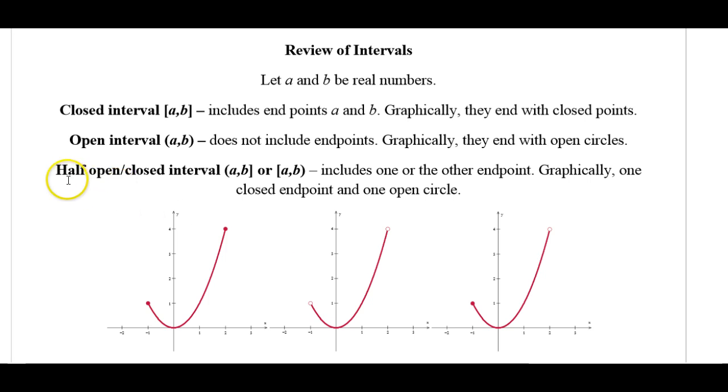And then finally we can have what's called a half open or a half closed interval, where one side is an open parenthesis, meaning there's an open circle there, and the other side is a closed bracket, meaning there's a closed point on that side. So they include one or the other endpoint, and graphically one closed and then one open circle. So that corresponds to this last one. So the closed endpoint is at -1 and the open endpoint is at 2.